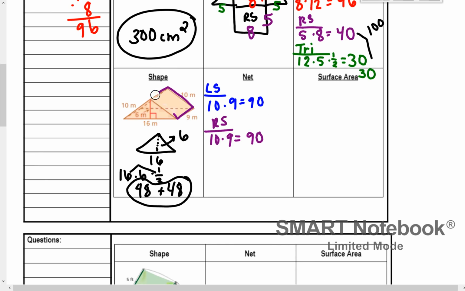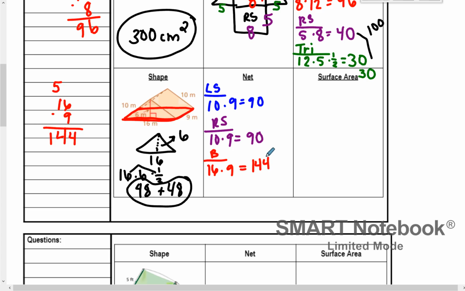All right, last but not least, we have the bottom. Okay, so we have the bottom, and the length and width of the bottom is 16 by 9, so we take 16 times 9. We can pull it over to the side to do that math. 9 times 6 is 54. Should get 144.